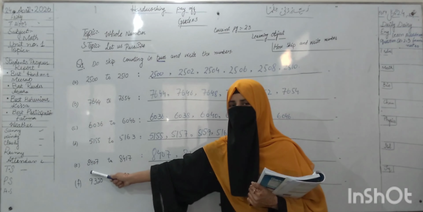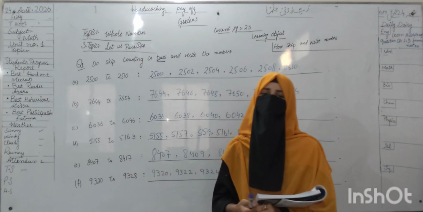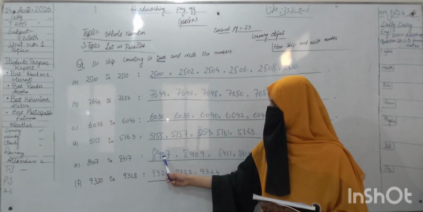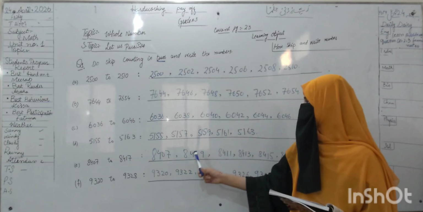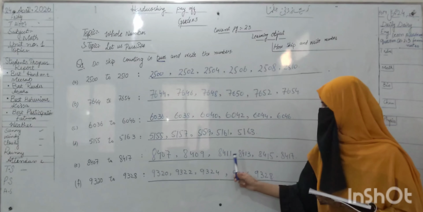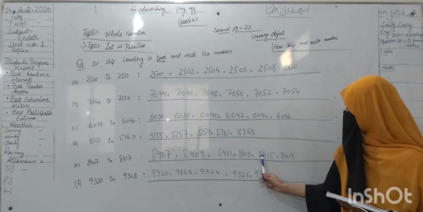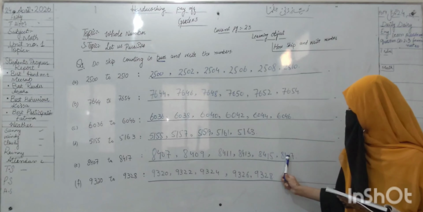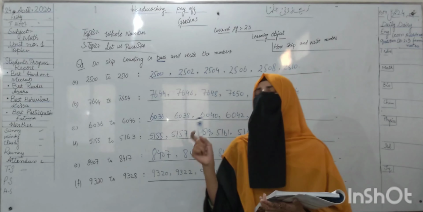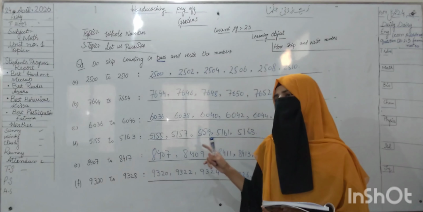After that, question number E, they say 8407 to 8417. So follow this instruction, skip 2 numbers. 8407. When you skip, 8409. After that is 8411. When you skip 2 numbers, 8413, 8415 and 8417. You write every number that comes after. Before writing the next number, you skip 2 digits and write the next number.